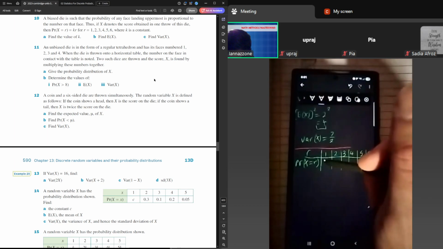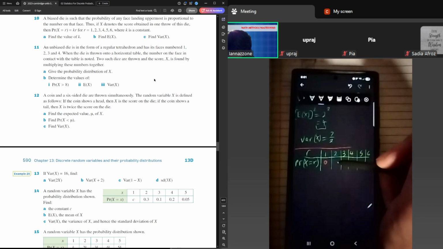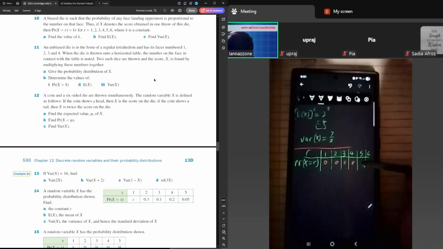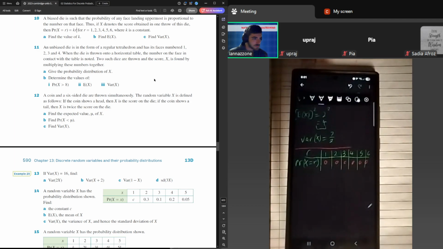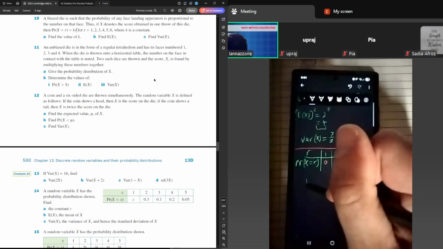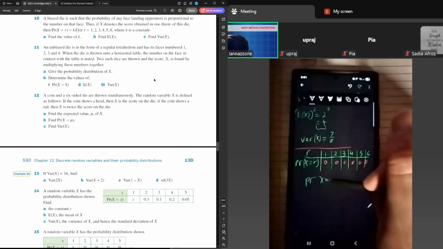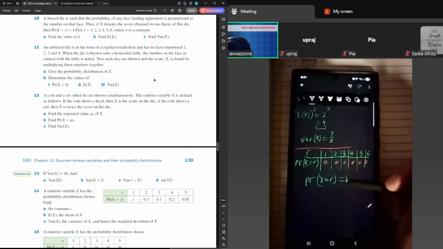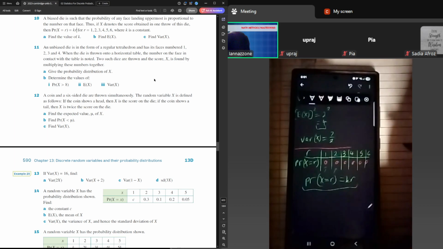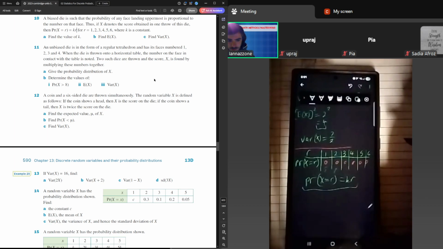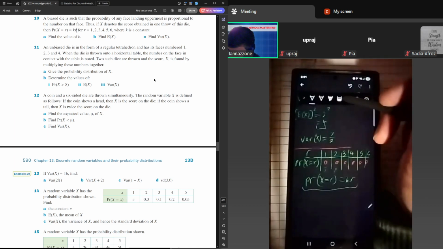Basically, there's a way to figure out what's in all of these spots. And it's based on that statement, which is P(X = r) = kr. This thing helps you with whatever these are. I'll give it another minute or so.